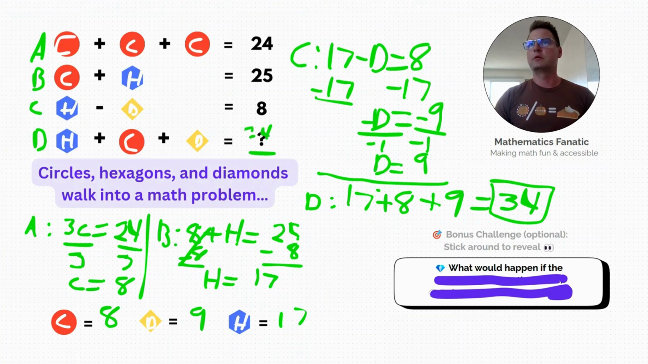Okay. And speaking of leaving things up to you, like checking the work by plugging into equations A, B, and C, let's reveal our bonus challenge for this time. Okay. So, what if we doubled the value of the diamond? Yeah, it turns out the diamond is as valuable as it looks after all. So now we have D equals 18. Can you figure out the new total? Drop your answer in the comments below.